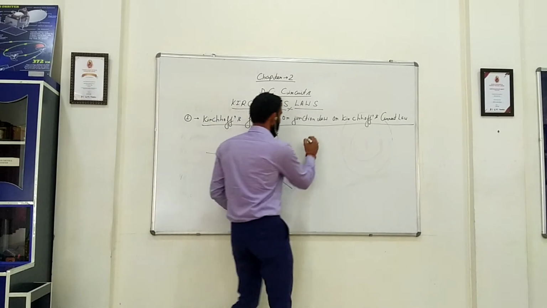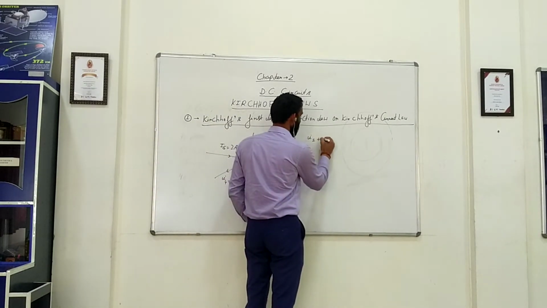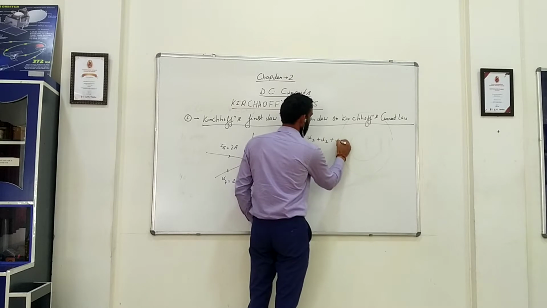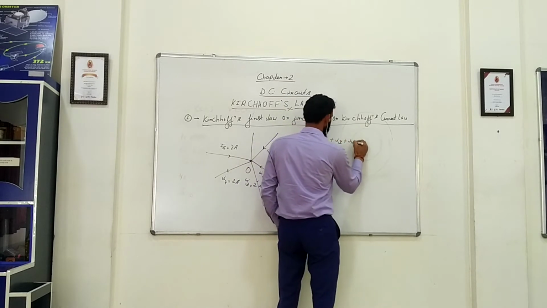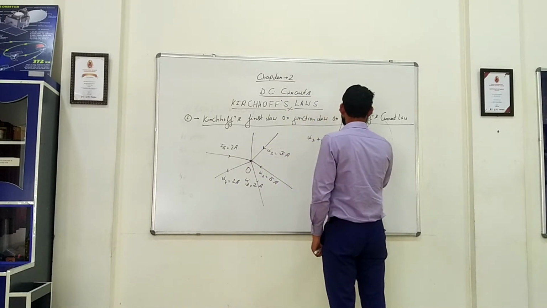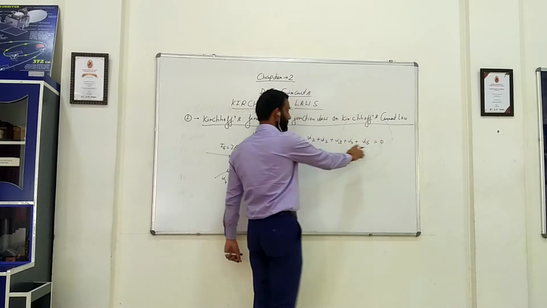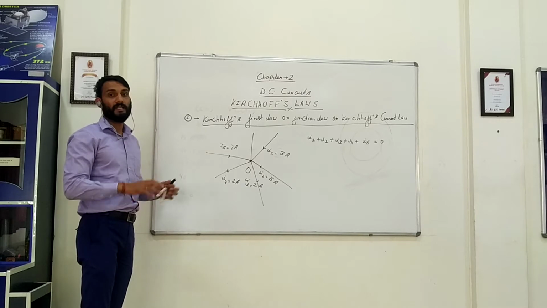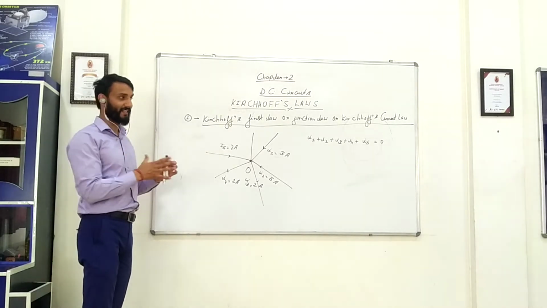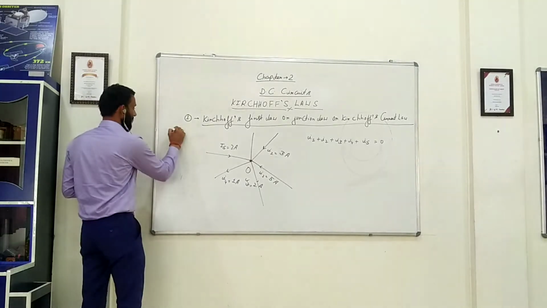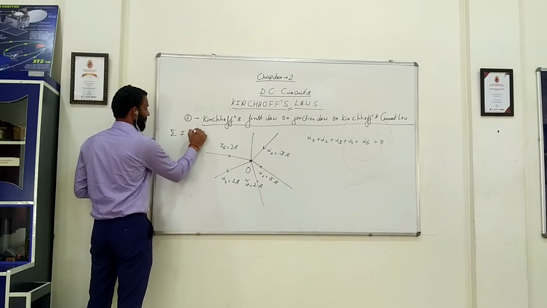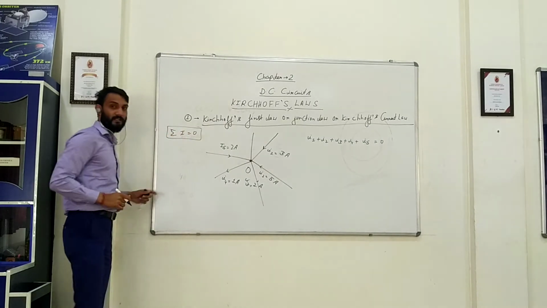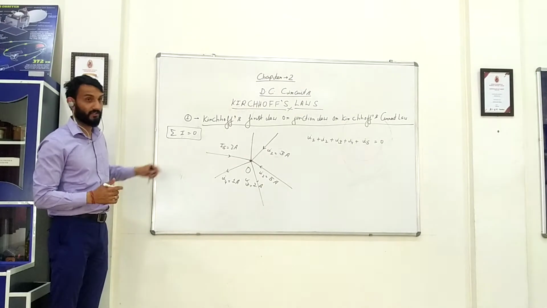It means I1 plus I2 plus I3 plus I4 plus I5, and this algebraic sum should be 0, because according to Kirchhoff's first law, the algebraic sum of all the currents meeting at a junction should be 0. It means summation I is equal to 0. This is the expression for Kirchhoff's first law.